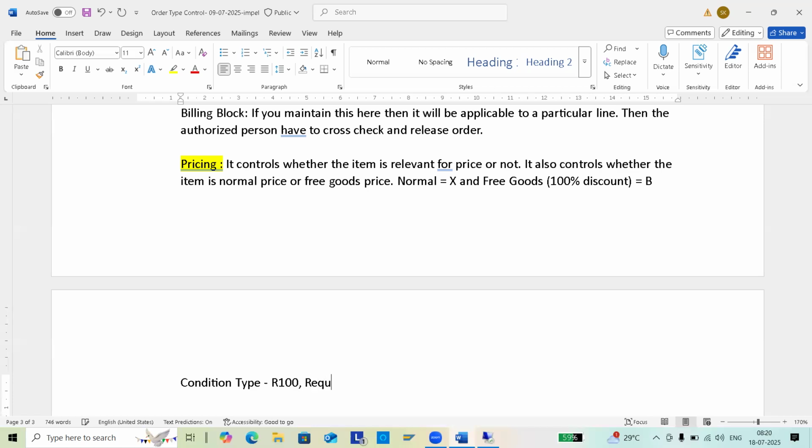Requirement. Requirement type equal to 55. Okay. And base type formula equal to 28. And accounting key will be ERS. Okay.